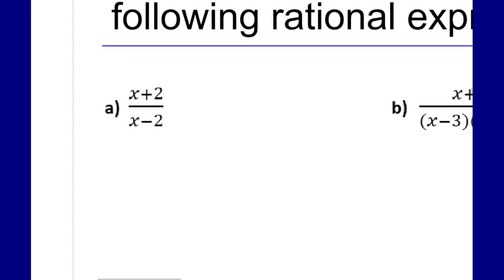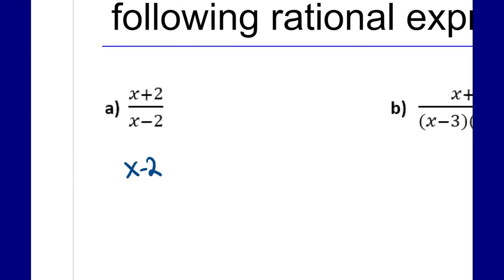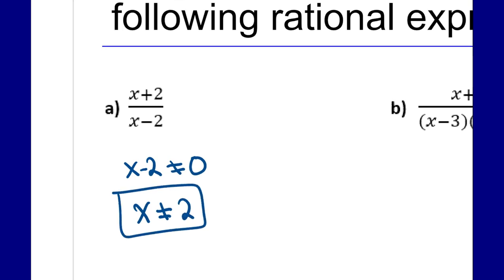So for the first one, x plus 2 divided by x minus 2. We're looking at the bottom, x minus 2, this denominator cannot equal 0. All right, so we're going to solve for x to figure out what x can't be. Move the negative 2 over, becomes positive 2. So this is my restriction. My restriction for this rational expression is that x cannot equal 2.